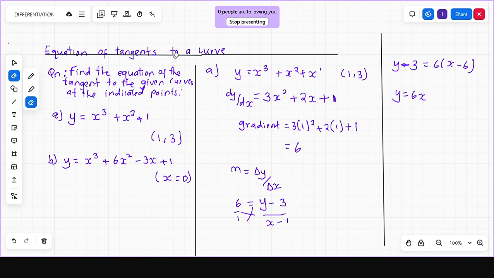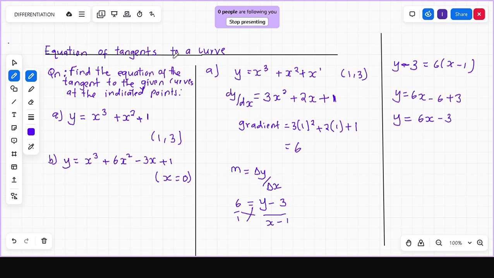Let me just wrap this one. This is 6 into bracket x minus 1. So y is equal to 6x minus 6 plus 3. So this 3 crosses the equal sign to become plus 3. Now the final answer becomes y equal to 6x minus 3. So this is the equation of the tangent. That is part A of the question.